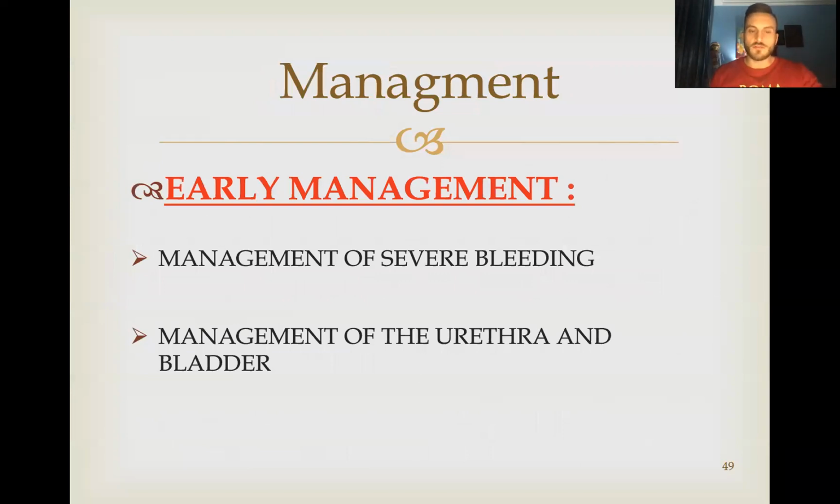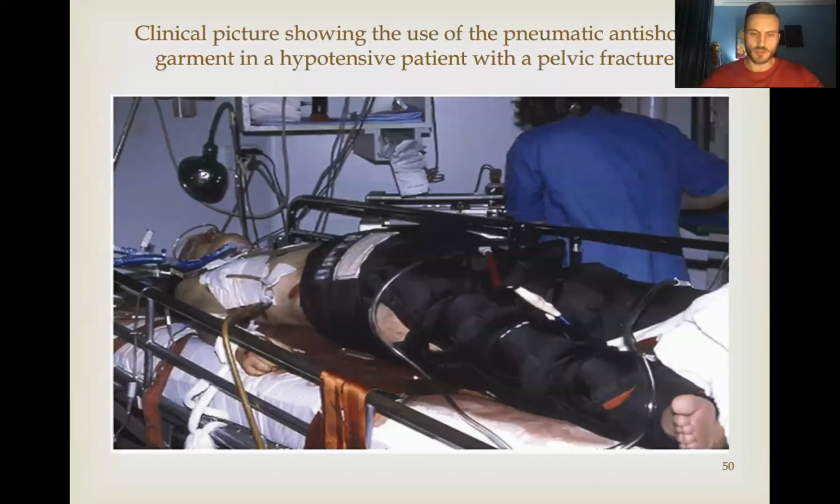Well, how to manage these fractures? The most important thing is to save the life. How to save the life? Stop the bleeding. How to stop the bleeding? If it's an open book fracture, close the book. If it's arterial, call the vascular surgeon. You might do angiography. If the patient is unstable, you can open him up and do pelvic packing. Management of urethral injury is very important.